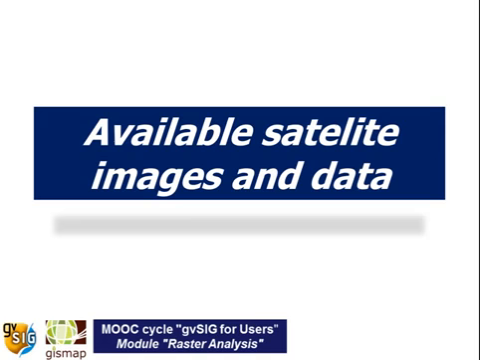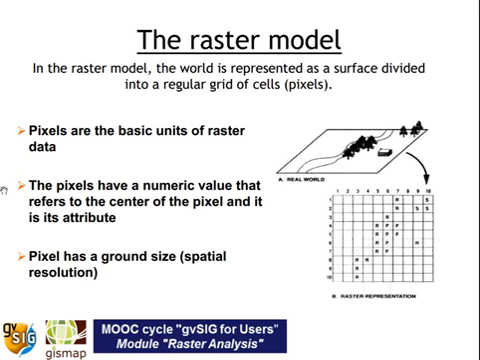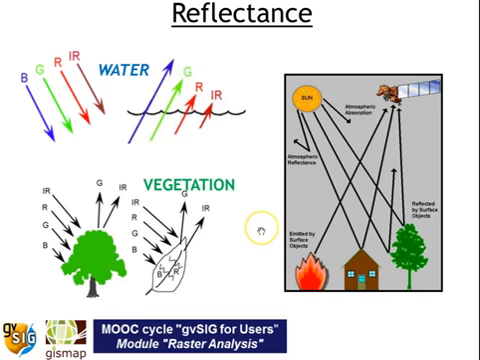This time we'll speak about available satellite images and data. So let's have a look at the raster model. In the raster model, the world is represented as a surface divided into a regular grid of cells. So you see all the features in the land are represented as squared cells that have the name of pixel, and each pixel has a ground size called spatial resolution. We will see this detail later.